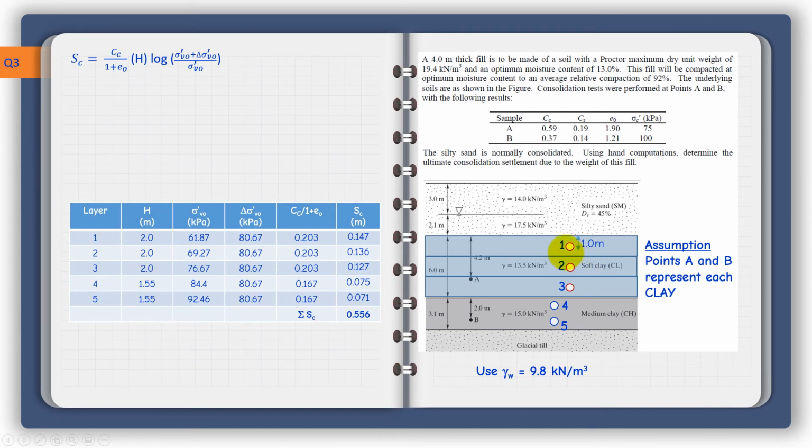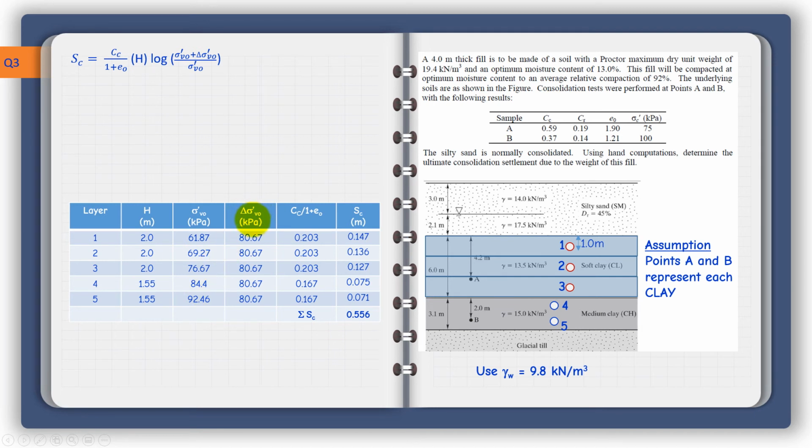So I have 5 layers. That's 1, 2, 3, 4, 5. Each of these circles, like I said before, represented the middle of each sublayer. So I have here the layer number, and I have the thickness of each one of those. So the thickness of this sublayer is 2, 2, 2, and for these 2 layers, the 4, 5, I have 1.55 meter each. So I determined here, in the middle of each layer, the in situ pressure, effective, vertical. So I calculated this. I'll show you now one example.